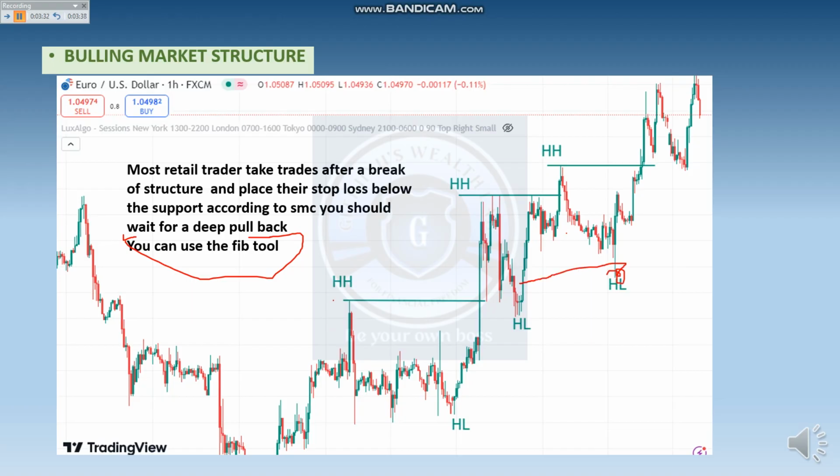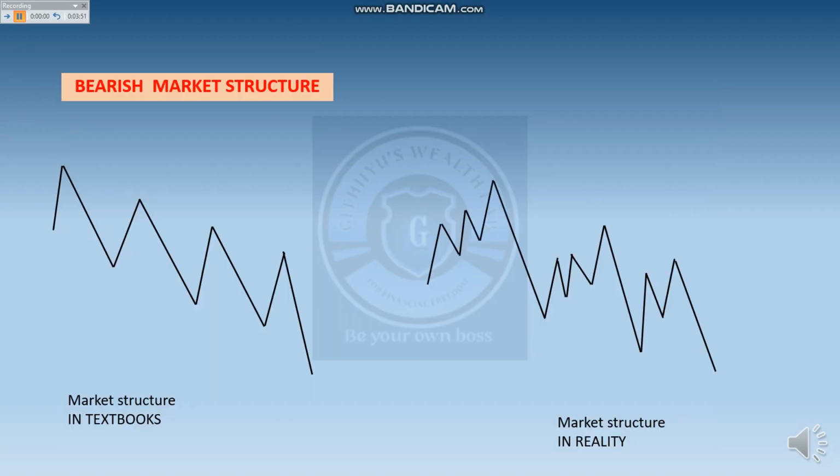So observe those lows. This is in a bullish market. If you look well, you'll see that if you are not trained well, you'll be confused by these choppy structures that are happening inside this market.